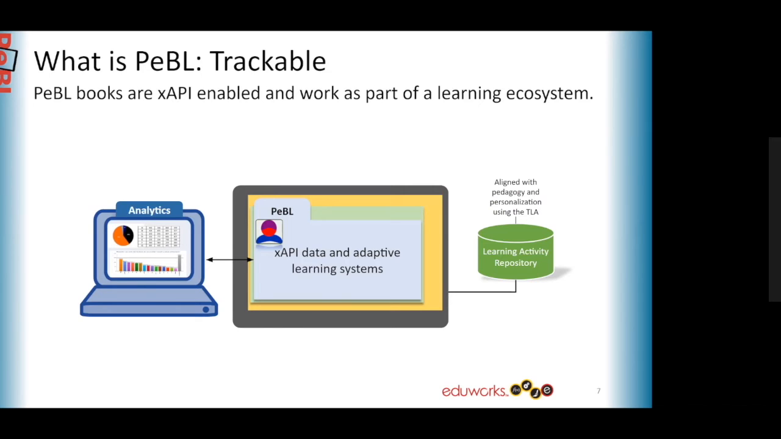And you'll notice in this diagram, there's a little double-headed arrow going back and forth from analytics. And that's because PeBL doesn't just flow xAPI out. It also ingests data coming in from other systems. External systems can control PeBL books. They can do things like determine where the book opens, do that adaptive learning we talked about earlier, but they can also have a learner profile, so they can know things about the learner.